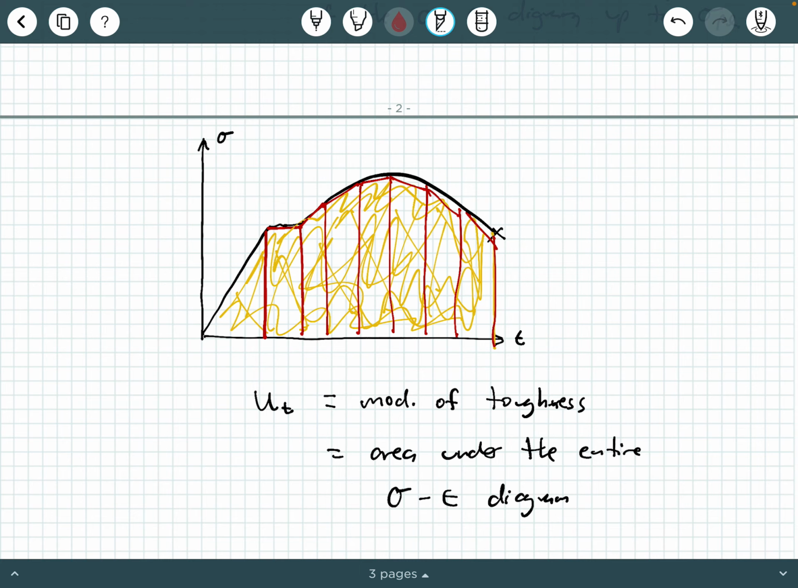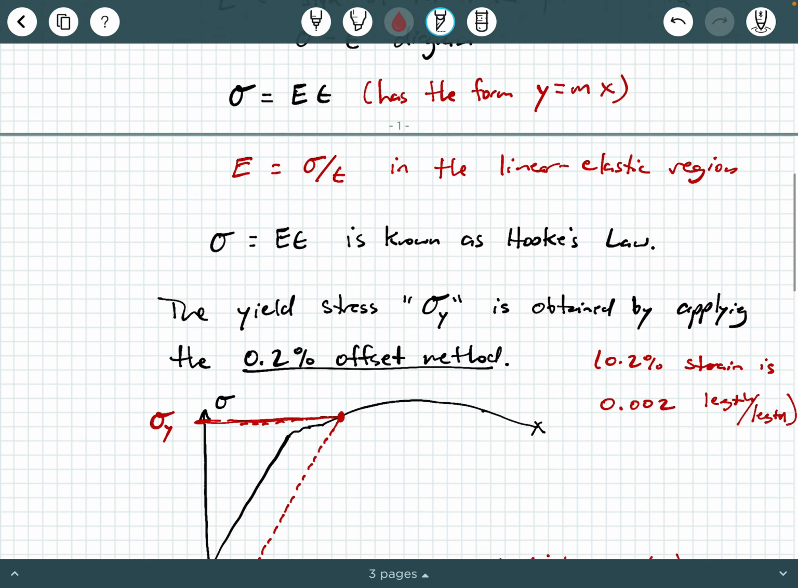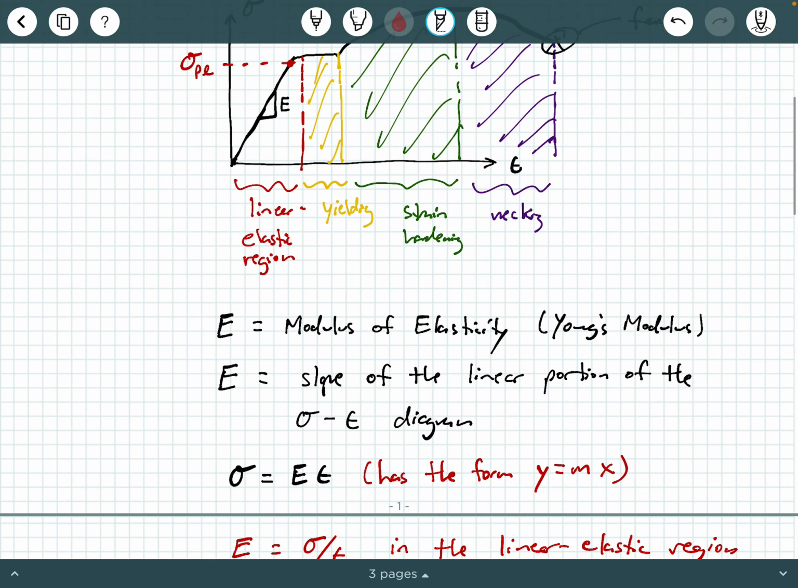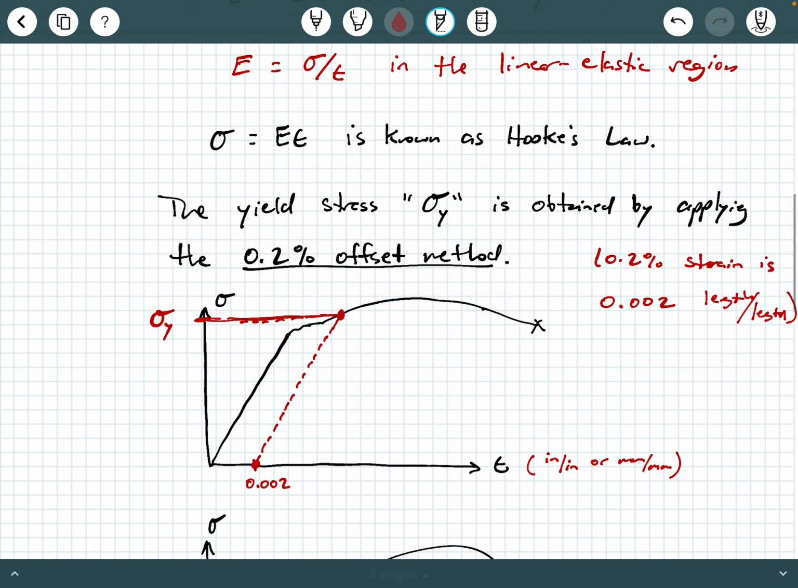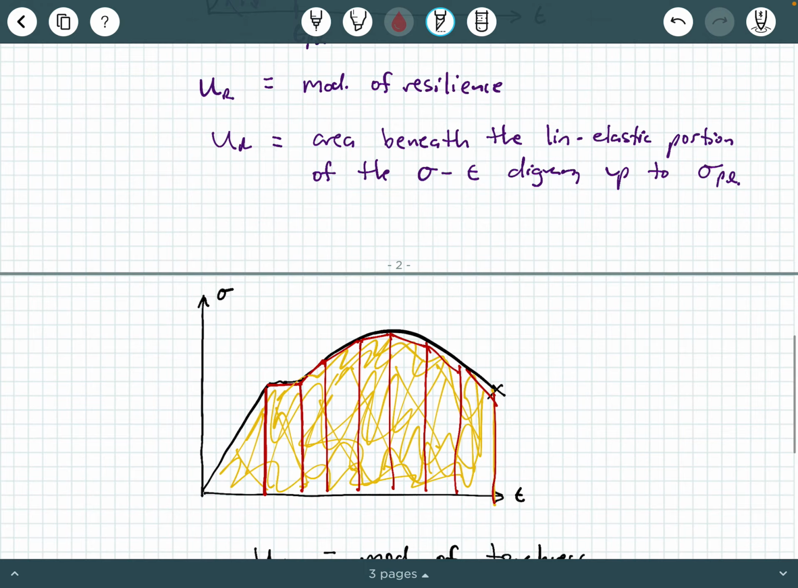Now, if you remember towards the beginning of this video, one of the things I said was there are two common types of stress strain diagrams. One of them is the conventional stress strain diagram, and we just talked about that. It's generated from running a tension test or a compression test and calculating stresses and strains using original area and original length. And from that, you generate this diagram, and you can get all these cool properties that we all went through already.